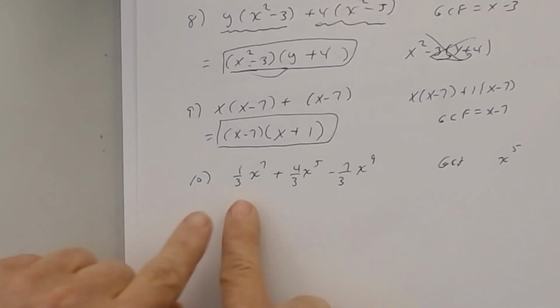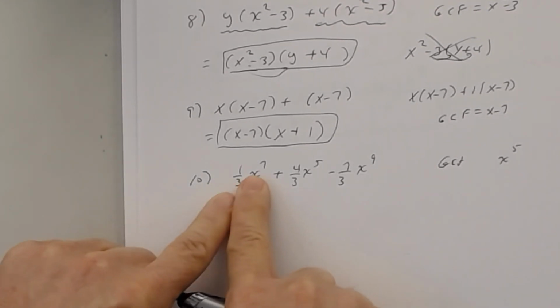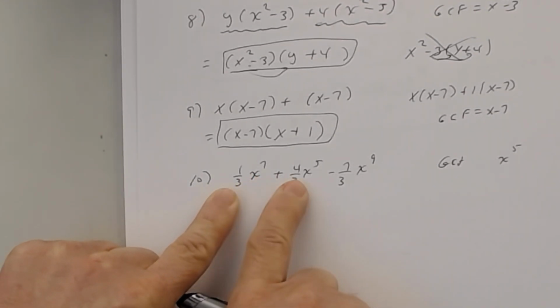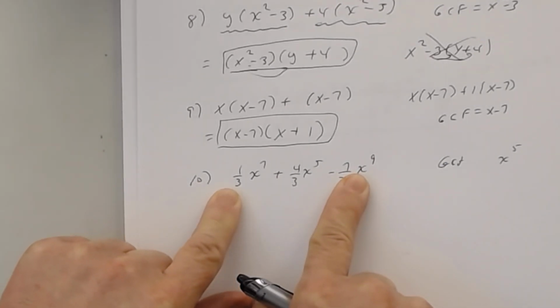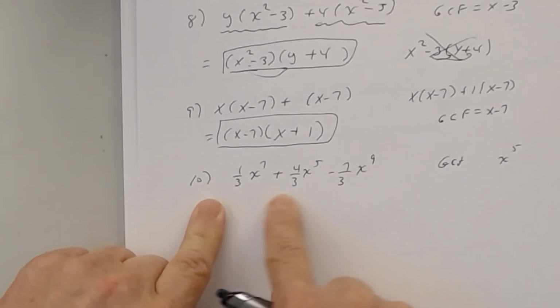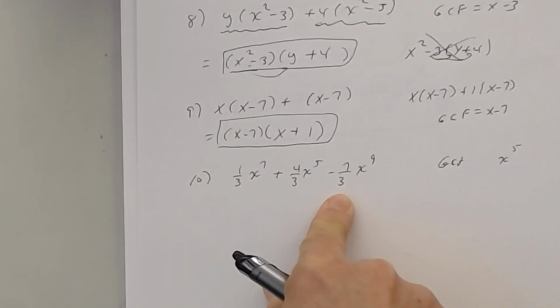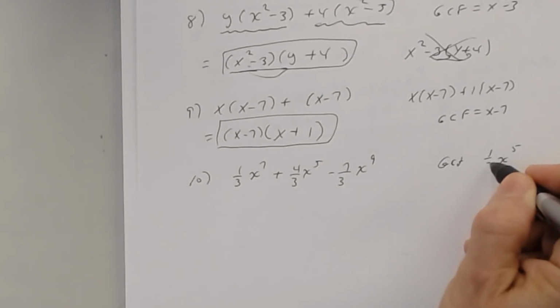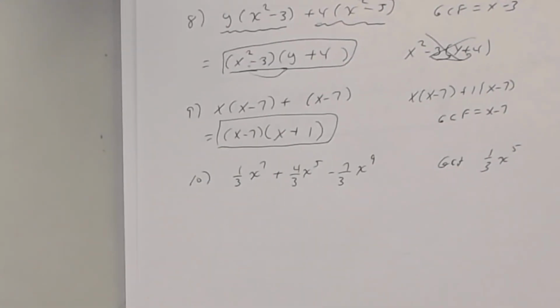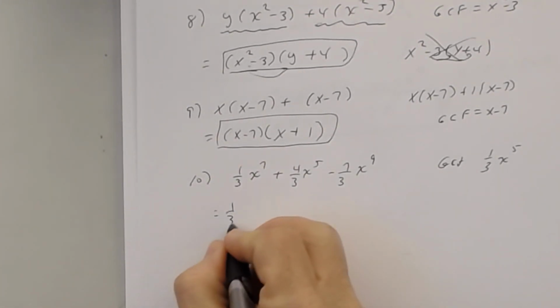All right. So the best thing to do here is, first of all, look at the numerators, 1, 4, and 7. In terms of 1, 4, and 7, what's the GCF of 1, 4, and 7? 1. Okay, now you notice all the denominators are the same, right? So you can take out 1 of 1, 4, and 7, so it'll be 1/3. So your GCF will be 1/3 X to the 5th.